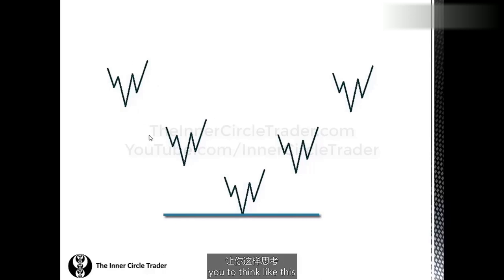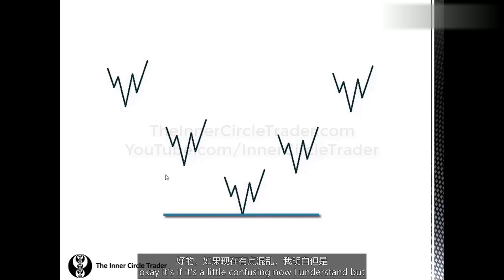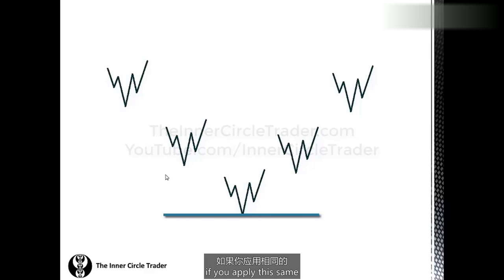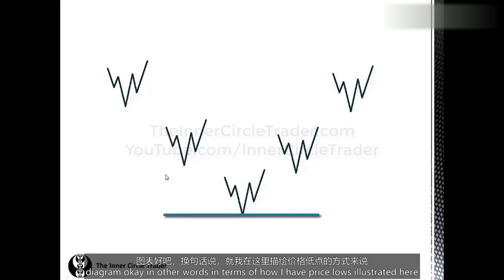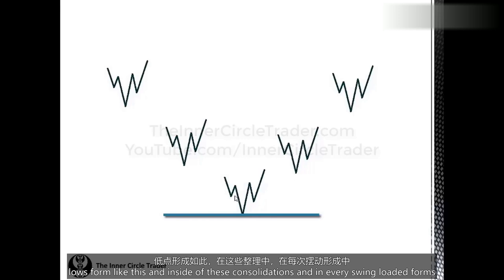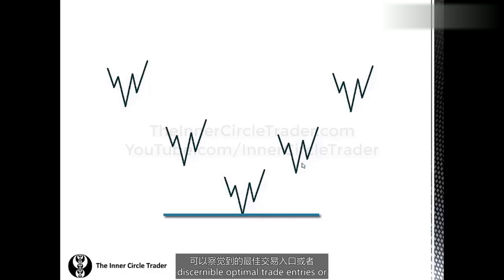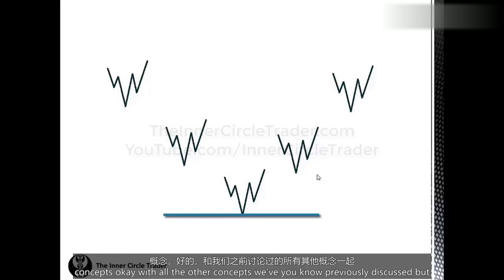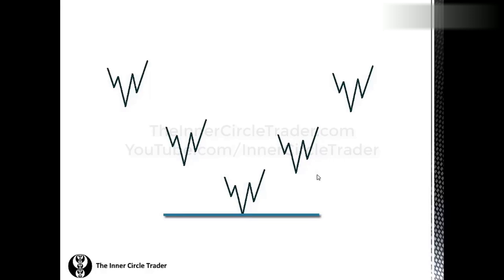I left that out because I want you to think like this. If it's a little confusing now, I understand, but if you apply this same general profile, this diagram, in terms of how I have price lows illustrated here, if you look at how price declines actually materialize, you'll start to see these lows form like this, and inside of those consolidations and every swing low that forms, there's going to be discernible optimal trade entries or reflection patterns, or generally fractal patterns.